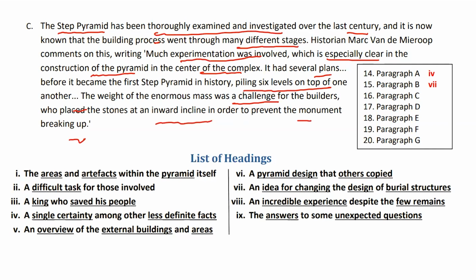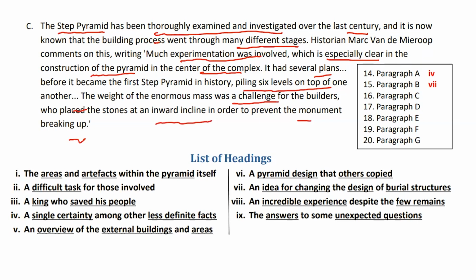Now, let's come back to the list of headings. We have areas and artifacts within the pyramid. No, there's nothing. A difficult task for those involved. Now, we have said that it was a challenge for the builders. So this is gelling, a difficult task and challenge. So, of course, 2 has to be the answer. But let us see if there's a better answer than this.